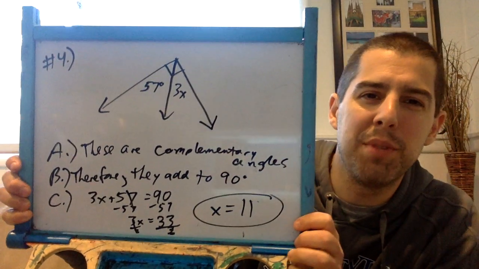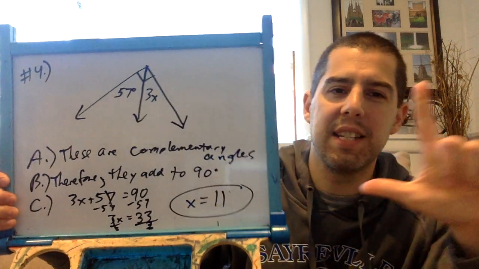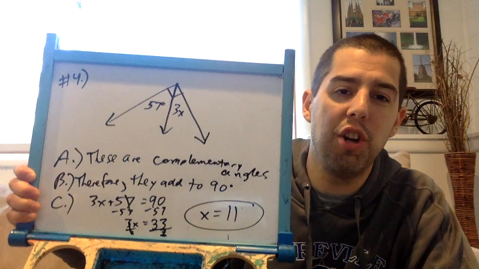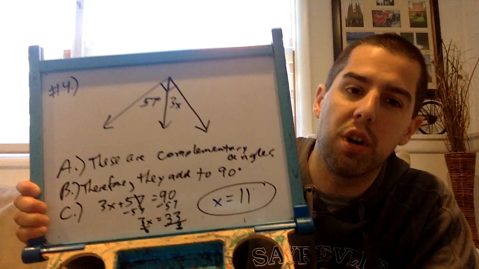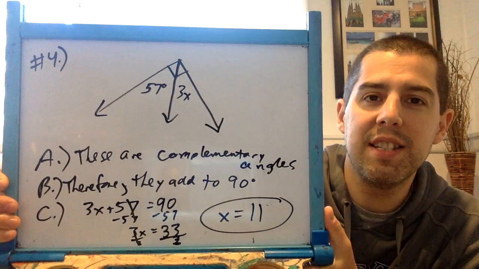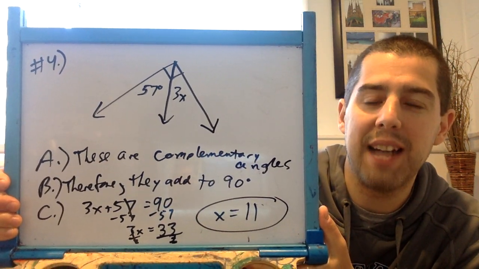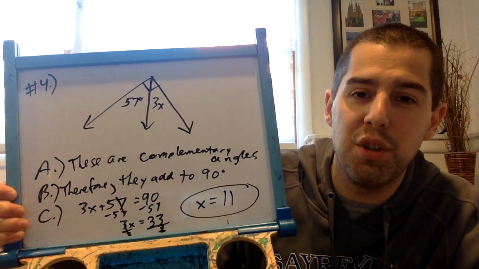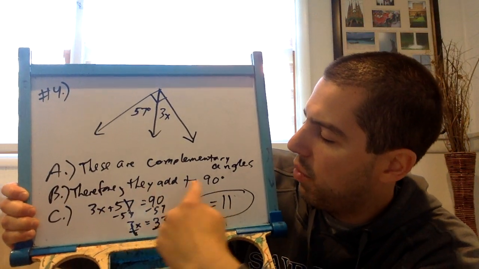And finally, problem number 4. The trick is that it's not the perfect L that we're used to seeing. It's been turned, but you still see that box in the corner, which makes you know you're looking at a 90-degree right angle. Since these 2 angles together make a 90-degree angle, that means these are complementary angles. I compliment you when you are right. Therefore, they add to 90.